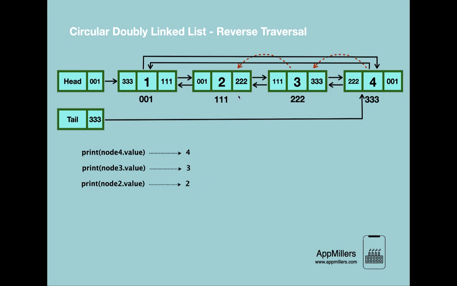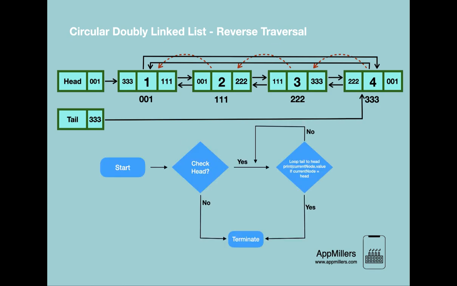So here again we are checking if this is the first node or not. If it is not, we are continuing to the next node. So the next node is node 1, so we are printing the value of node 1 over here, and we are checking if this is the first node or not. So we see that this is the first node in our circular double linked list, so we terminate our traversal over here. So let's see how does the algorithm of reverse traversal look like.